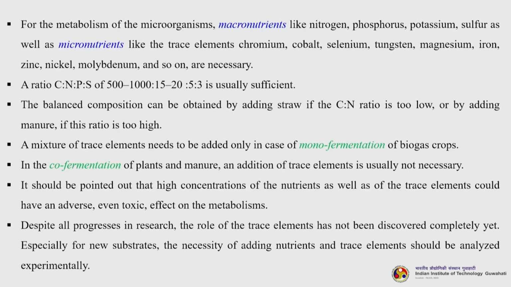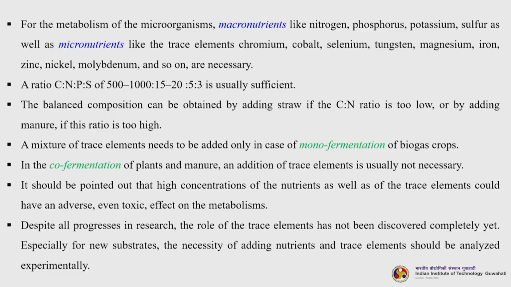Okay. So, for the metabolism of the microorganisms, macronutrients like nitrogen, phosphorus, potassium, sulfur, as well as certain micronutrients such as trace elements of chromium, cobalt, selenium, tungsten, magnesium, iron, zinc, nickel, molybdenum and so on are utmost necessary. A ratio of C:N:P:S of 500-1000 : 15-20 : 5 : 3 is usually sufficient. Now, the balanced composition can be obtained by adding raw straw if the C/N ratio is too low, or by adding manure if this ratio is too high.